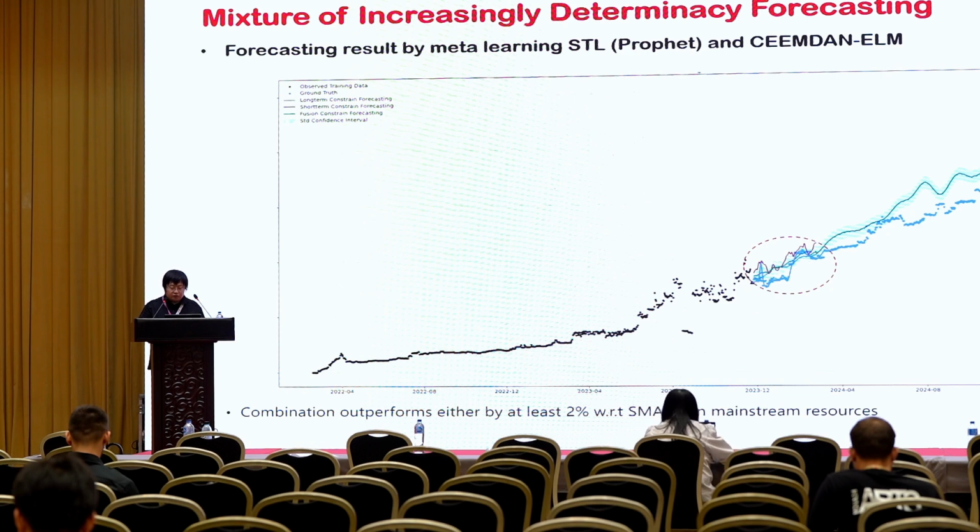The achieved symmetric mean absolute percentage error, SMAPE, shows a consistent 2% reduction compared to using either Prophet or Kiden ELM independently.